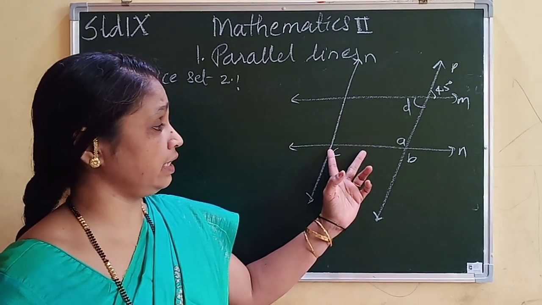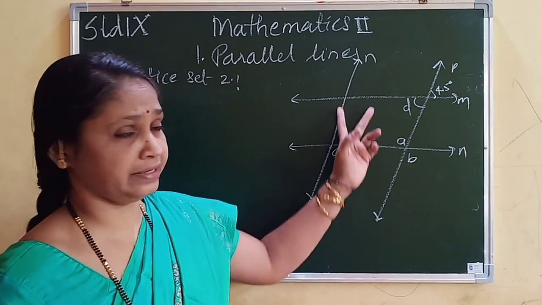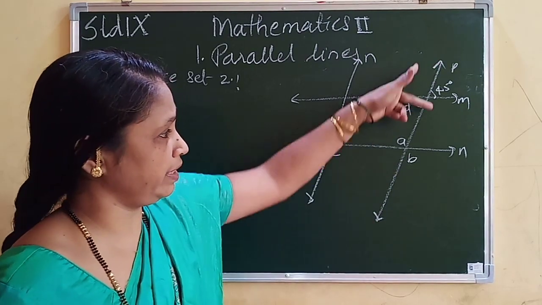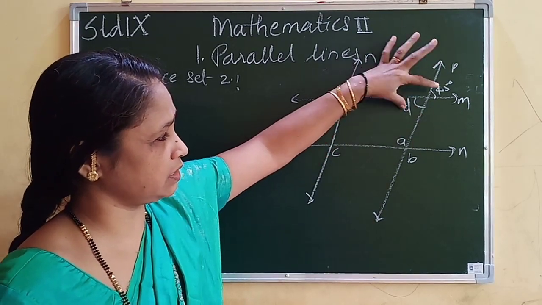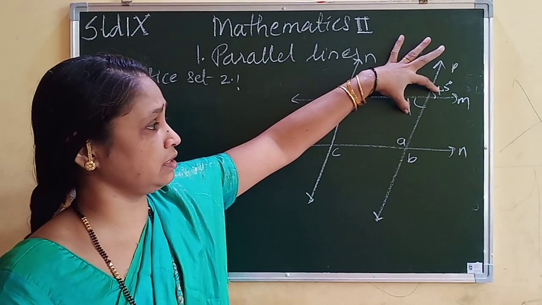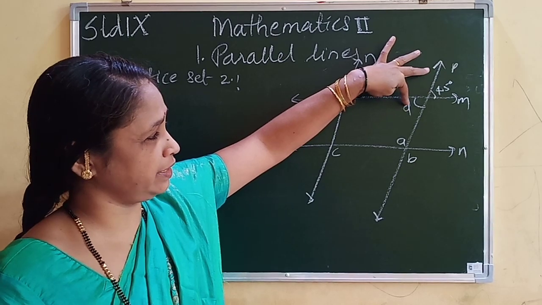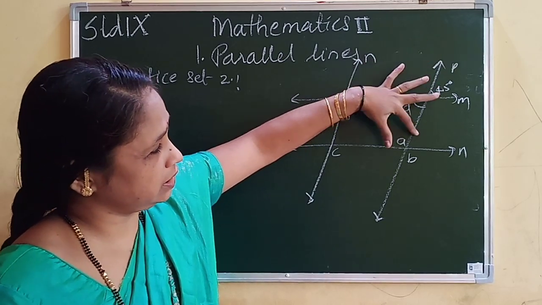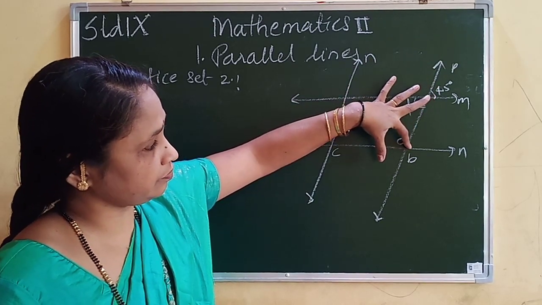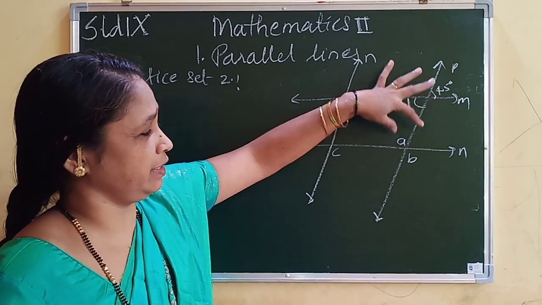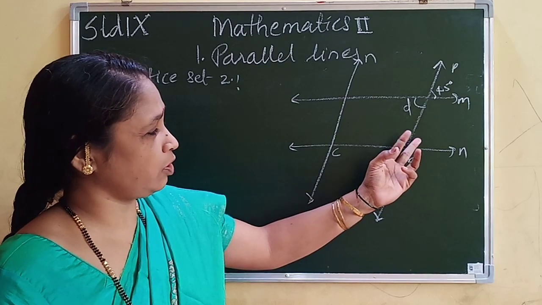Now here, lines M and N are parallel, and this is the transversal. So the angles made by the two parallel lines and the transversal, this will be a vertically opposite angle. So this is 45 degrees. Now this is 45 degrees. So here this and this are corresponding angles. So this will be 45 degrees.